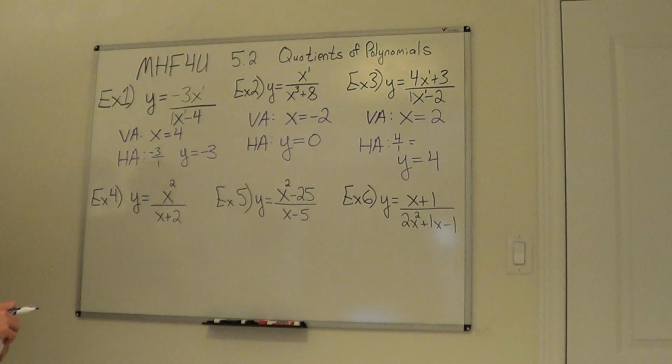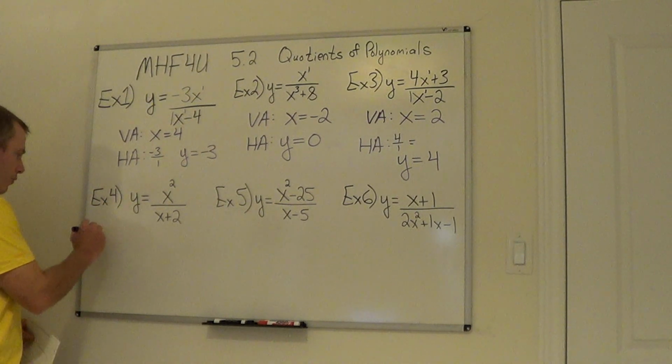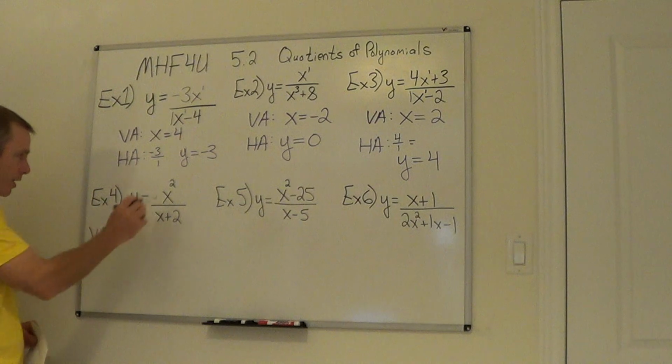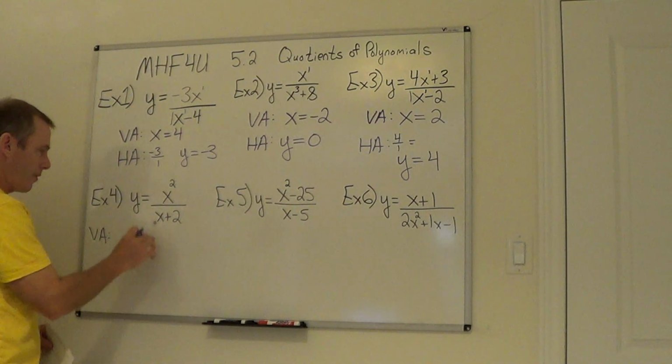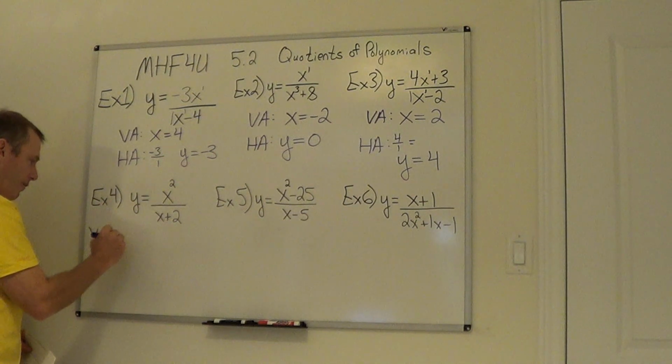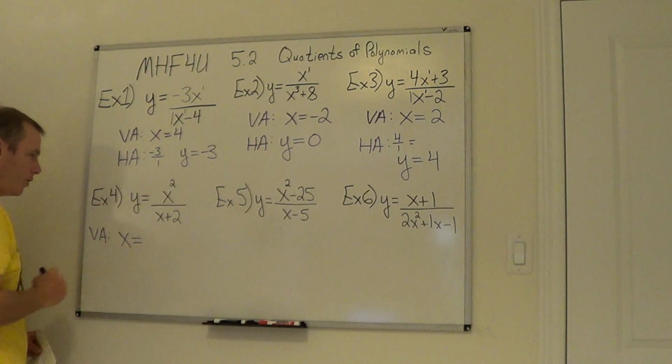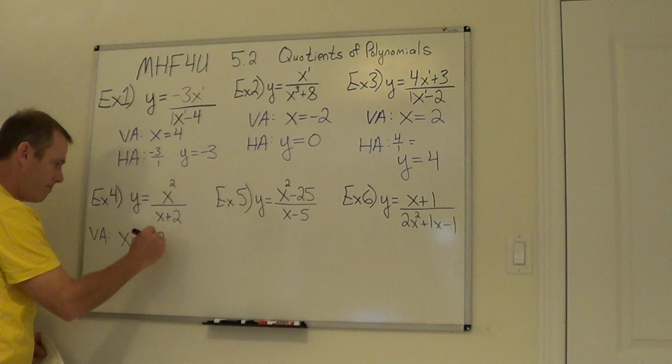But here we go to example 4. We have x squared divided by x plus 2. Again, looking at the vertical asymptote, a negative 2 would work. What happens to the top? Negative 2 squared is 4, so it's not 0, so there's nothing going on there, other than the fact that we have a vertical asymptote at x equals negative 2.